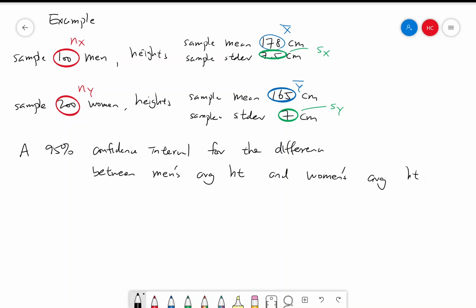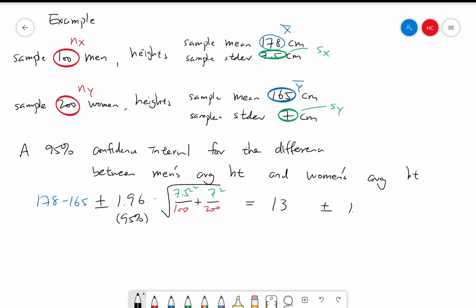So now we have everything we need. We can construct our confidence interval. The x bar minus y bar will be 178 minus 165. And because it's 95%, we know this number is going to be 1.96 always, times the square root of 7.5 squared divided by 100 plus 7 squared divided by 200. And we're going to use calculators for this part. So this turns out to be 13 plus minus 1.761.